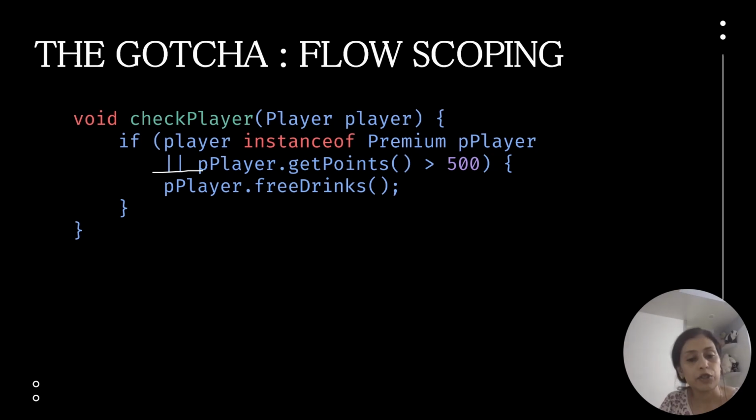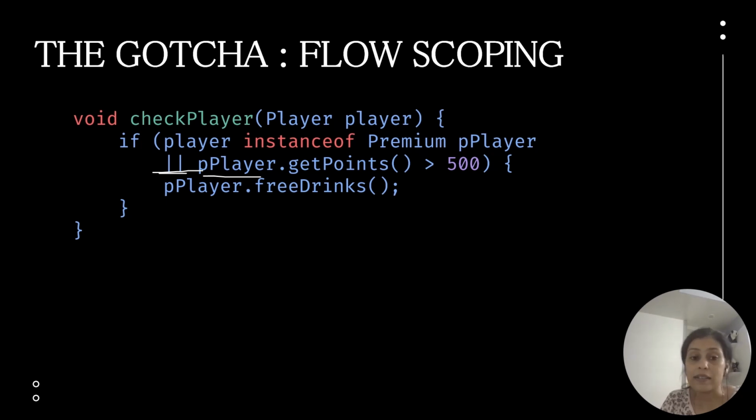But with OR, it's like a fork in the road. If the first path is blocked, you must take the second path. But the second path needs a pplayer. But the pplayer was never even created.